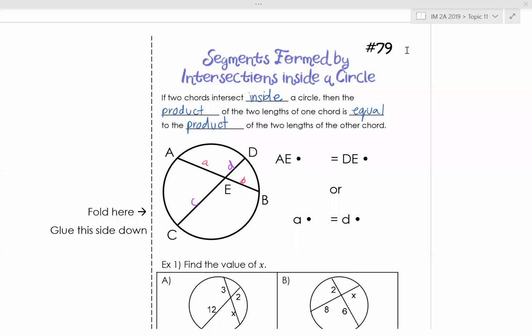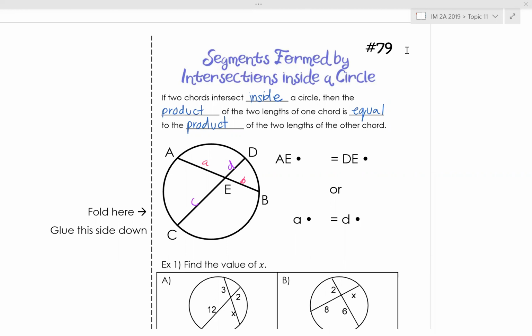In this video, we're going to go through pages 79 and 80, which are segments formed by intersections inside a circle and then outside a circle. So in the last lesson, we talked about angles with these same pictures, but now we're talking about the lengths of the segments of the chords and the secants and the tangents.